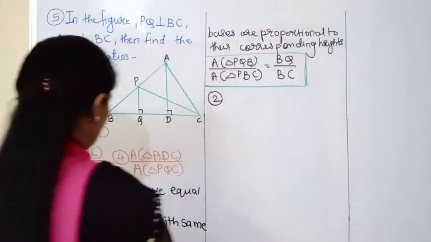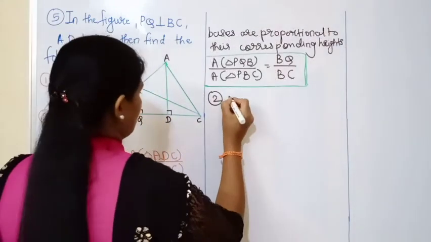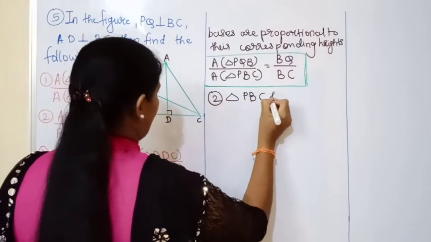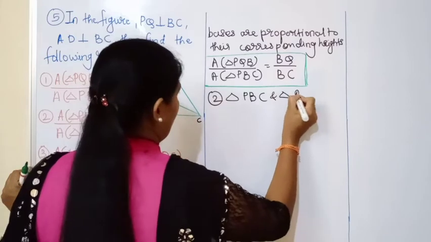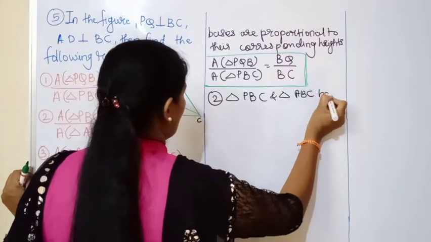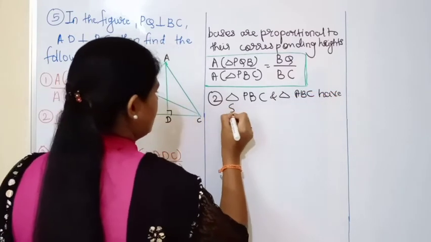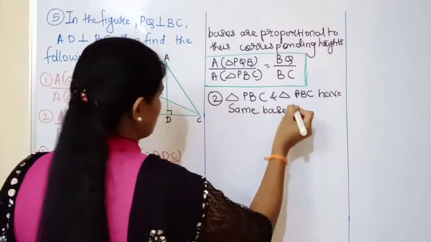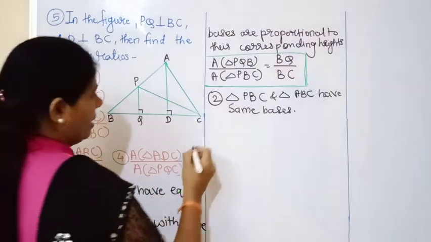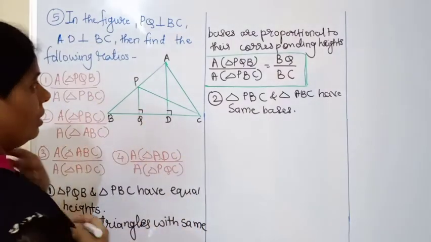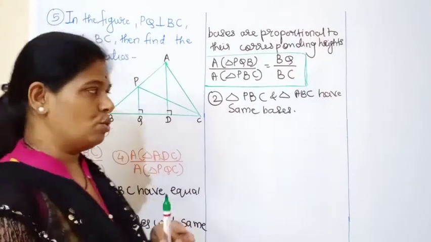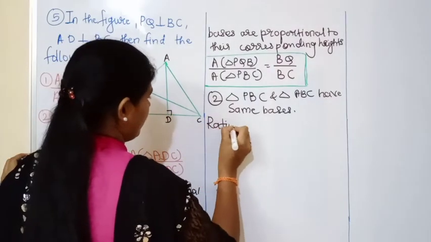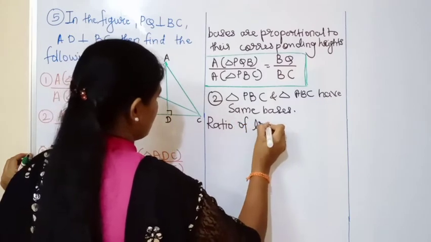Heights. Okay. So we'll write the statement here, that is triangle PBC and triangle ABC have the same base. Have the same base. Okay. Now we'll write the statement, that is the areas of triangles, or the ratio of the triangles with equal base.